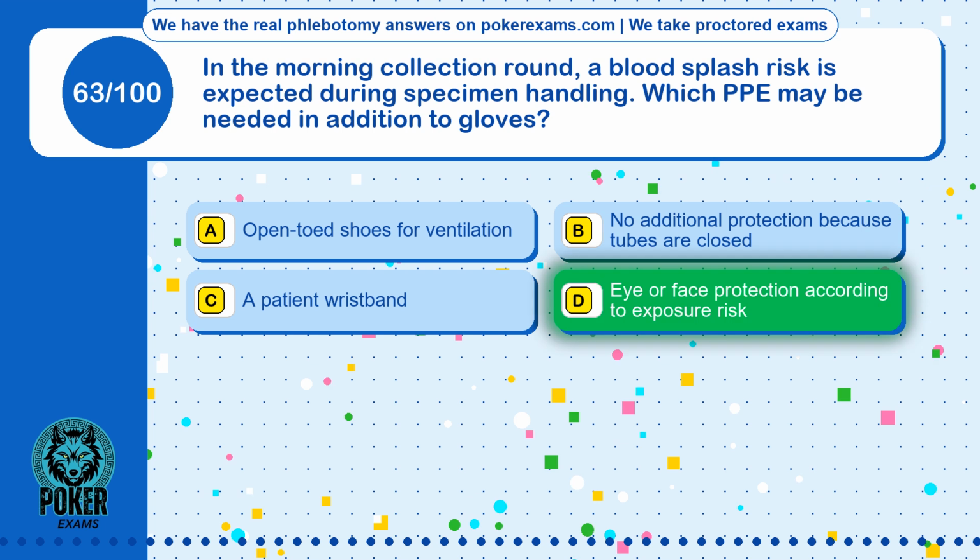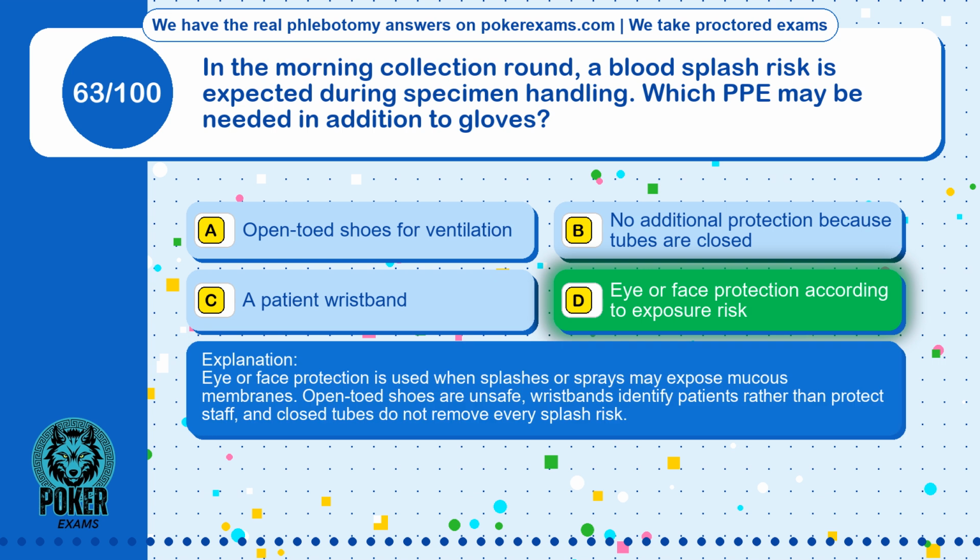The correct answer is option D. Eye or face protection according to exposure risk. Eye or face protection is used when splashes or sprays may expose mucous membranes. Open-toed shoes are unsafe, wristbands identify patients rather than protect staff, and closed tubes do not remove every splash risk.